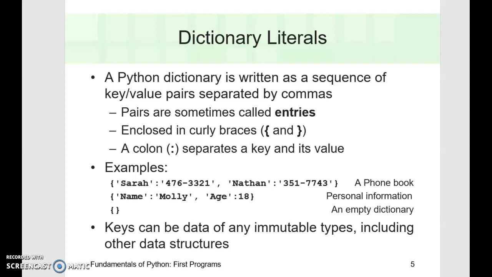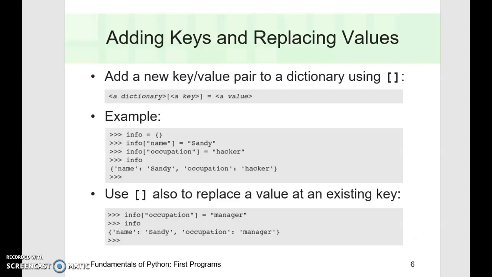There is an association, and that entire association is enclosed within curly braces, and the key and value are separated by a colon. Keys can be data of any immutable type. Remember that word, immutable. That means that once we set up the key, we can't change it directly.